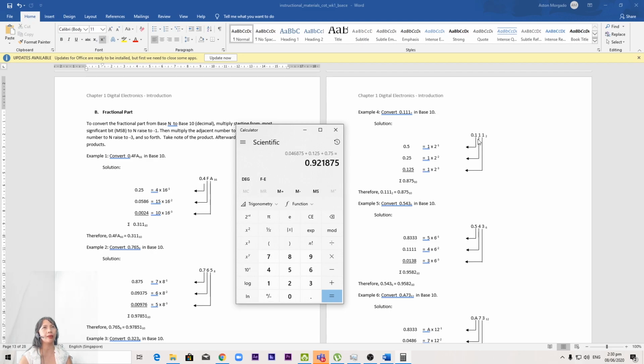So again, your MSB is right after the dot. So this will be your MSB. So you start multiplying by n to the negative 1. Our n is base 2. So multiply it by 2 raised to negative 1, 2 raised to negative 2, and 2 raised to negative 3. So we have here 1 times 2 raised to negative 1.